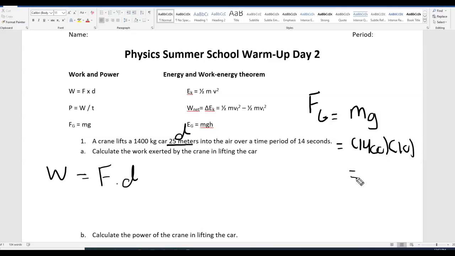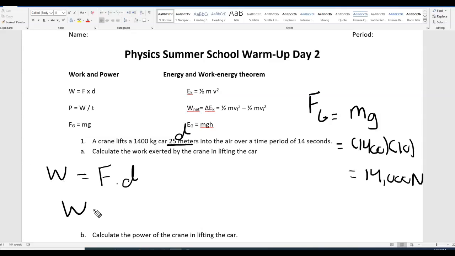I've had some people ask me why it is positive 10 and not negative 10. The negative sign on the acceleration due to gravity, negative 10 meters per second squared, indicates direction. In the context of energy, that direction doesn't really matter, at least not at this level of physics. That's why we're making it a positive 10 and not a negative 10.